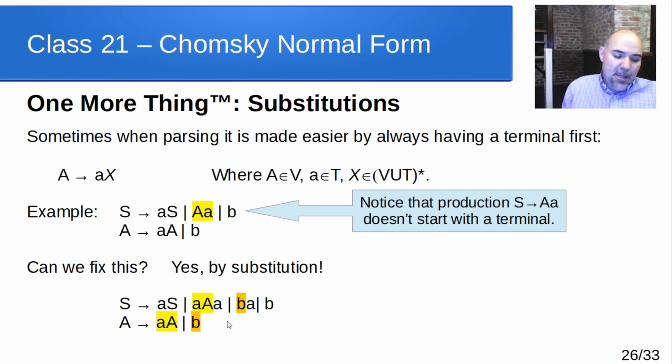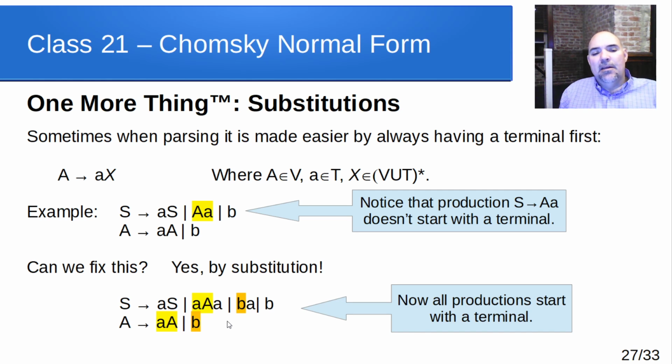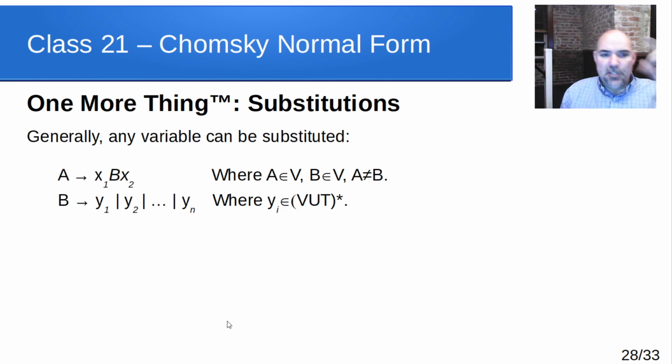Now, we're going to look at another normal form next class that takes this to an extreme. But before we do that, I want to talk about substitution just a little more in a more general sense. Substitution in a general sense, we could do that with any variable, not just ones that are at the beginning of a production's right-hand side. So, for example, in this case, we have A produces x1, where x1 is a string of any variables and terminals.